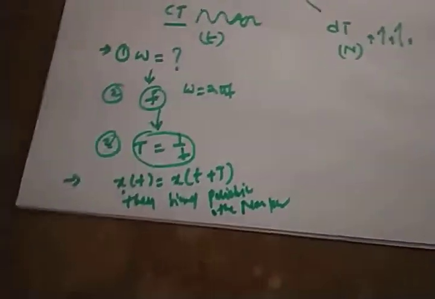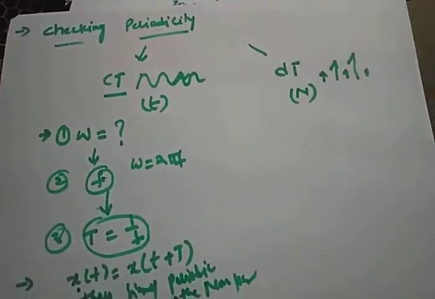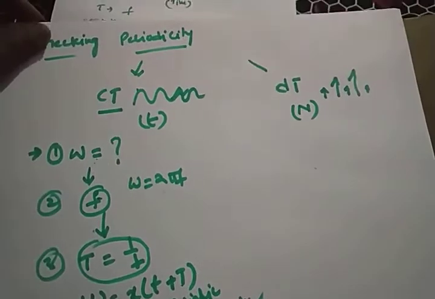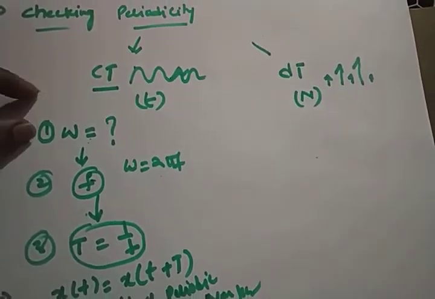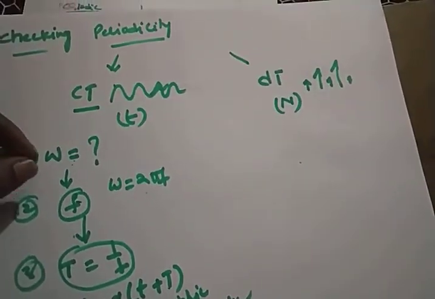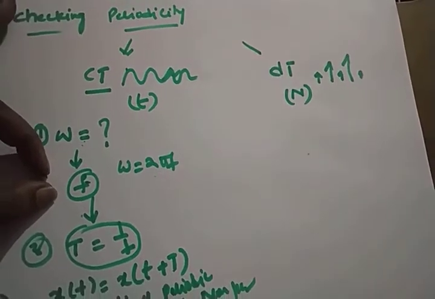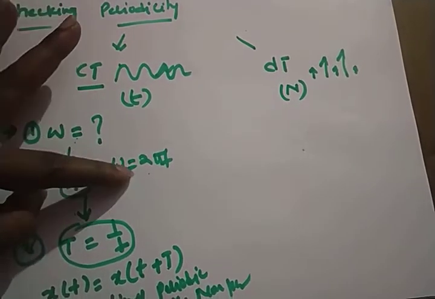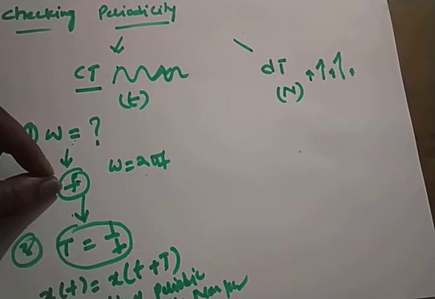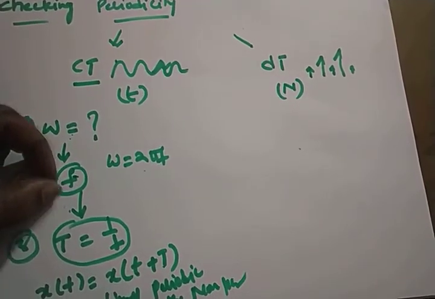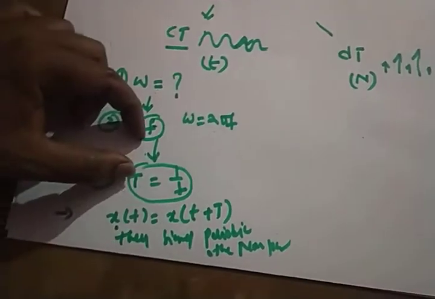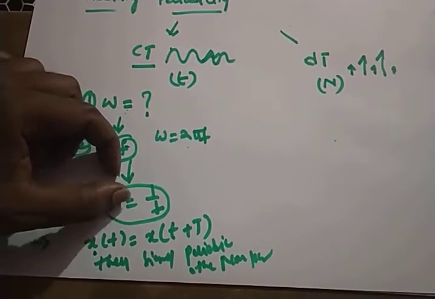So the first step is to find out the omega value. From that you have to find out the frequency, second step. That means omega is equal to 2 pi f. So with that you have to find out the frequency. After that, find out the time period. So what is the time period? T is equal to 1 by f.